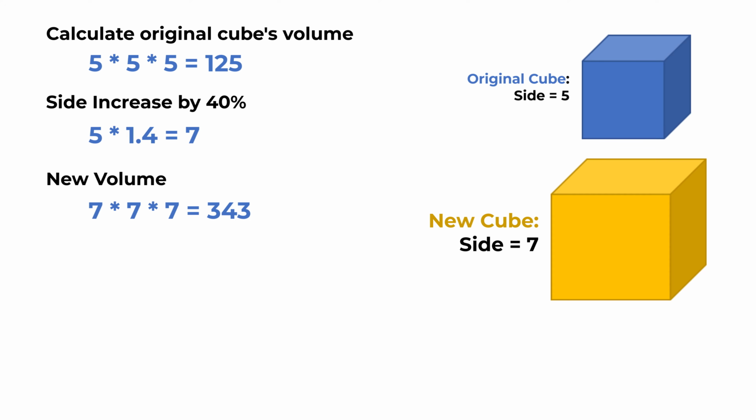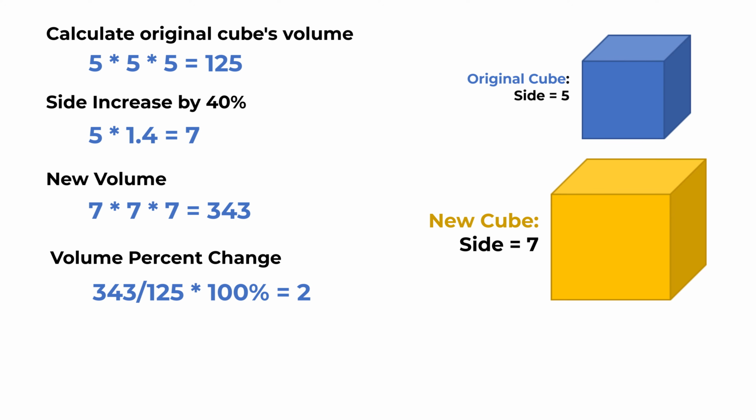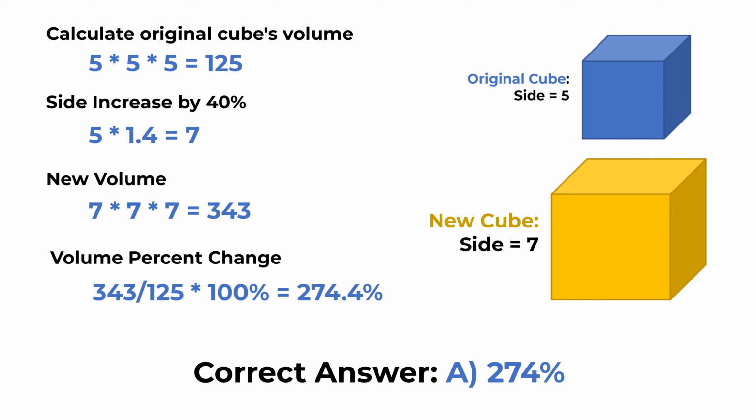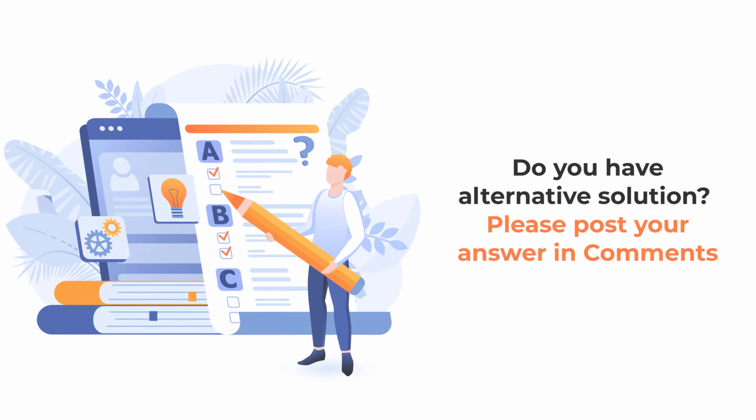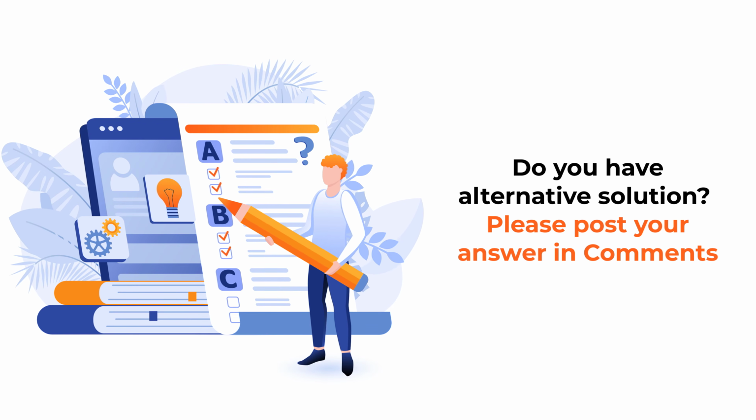The volume change in percentages then can be calculated as the new volume 343 divided by the old volume 125 and multiplied by 100%. The end result of this calculation is 274.4%. So the correct choice here is choice A, 274%. Hopefully you've nailed this question and now know how to answer similar problems on the test.